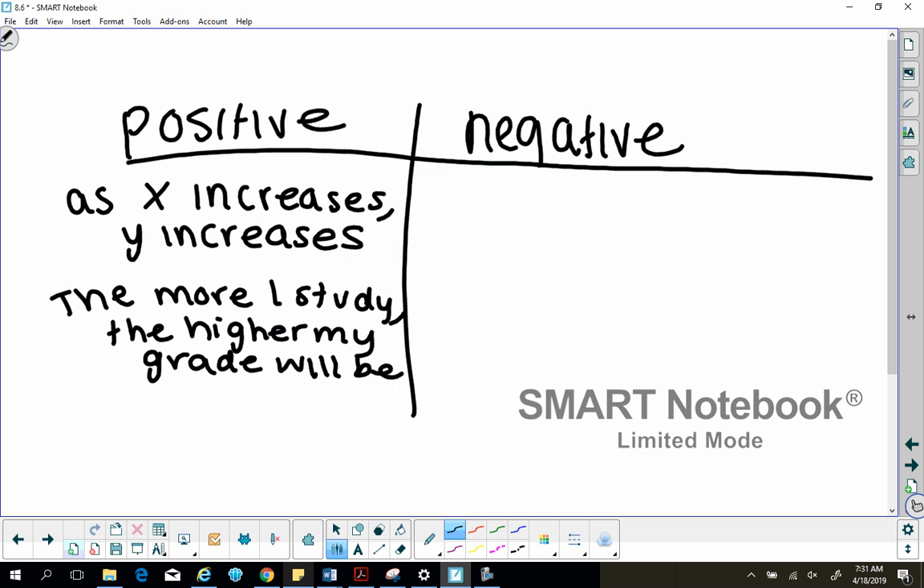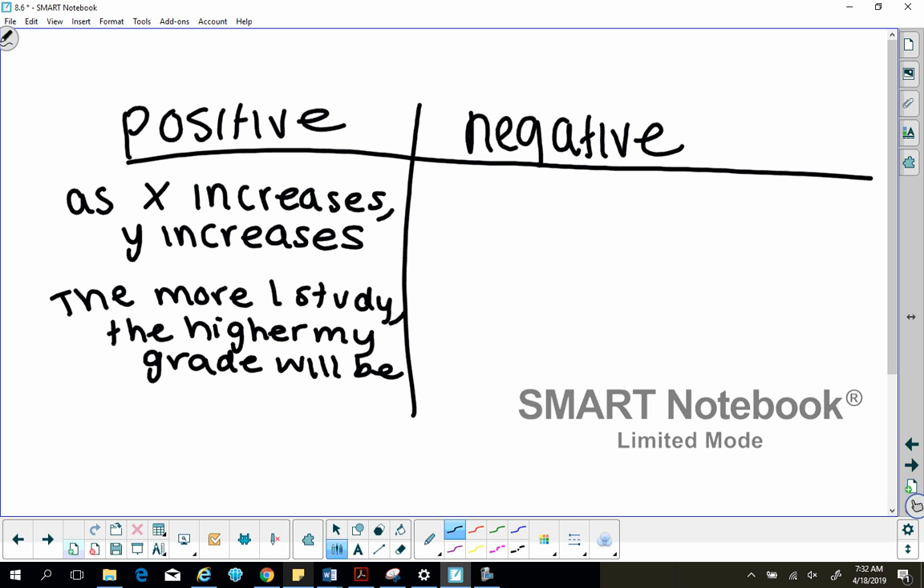Now, we're also going to be learning about causation. Causation, what do you guys think causation means? Like one thing causes the other. So this one, the more I study, does studying cause your grade to be higher? Not really, right? Studying helps you retain the material. So there's little steps in between. So that wouldn't be causation, just correlation.